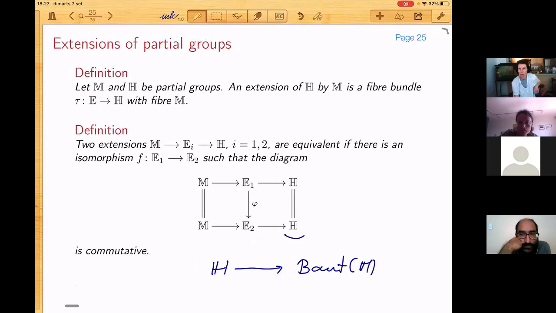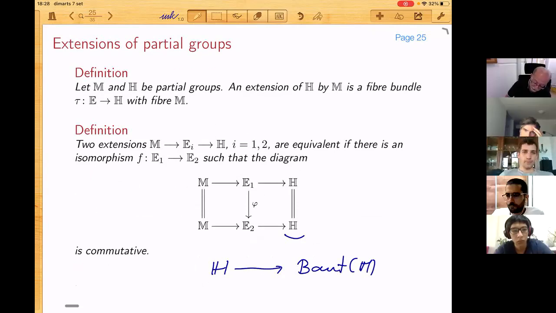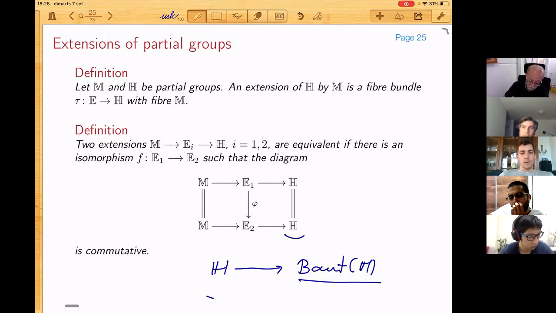So classifying, and these extensions are classifying such maps between this partial group and this group, say, right? And out of this, using obstruction theory, you get to the usual classification of extensions, right? By low-dimensional cohomology.